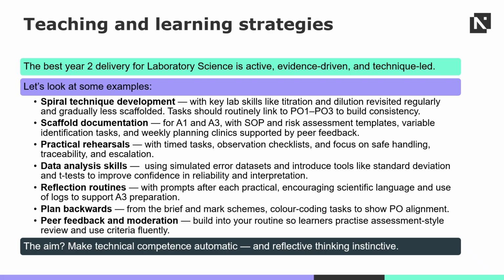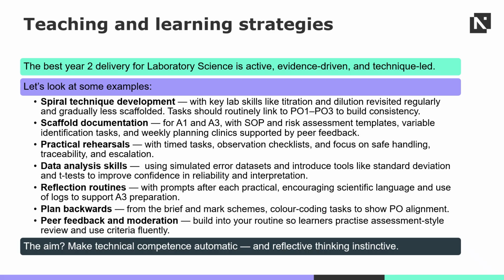So the best Year 2 delivery for laboratory science is active, evidence-driven, and technique-led. Learners need repeated, realistic opportunities to plan, perform, and evaluate with scientific thinking embedded into every step. Effective Year 2 delivery in laboratory science should include spiral technique development with key practical skills like titration, dilution, and distillation revisited throughout the year.